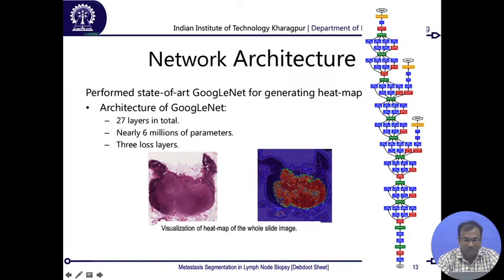Since this is much beyond the coverage, what I just wanted to point out is that since it's a very deep network with 27 layers, one problem is that you will have vanishing gradient issues coming in when you are trying to backpropagate.